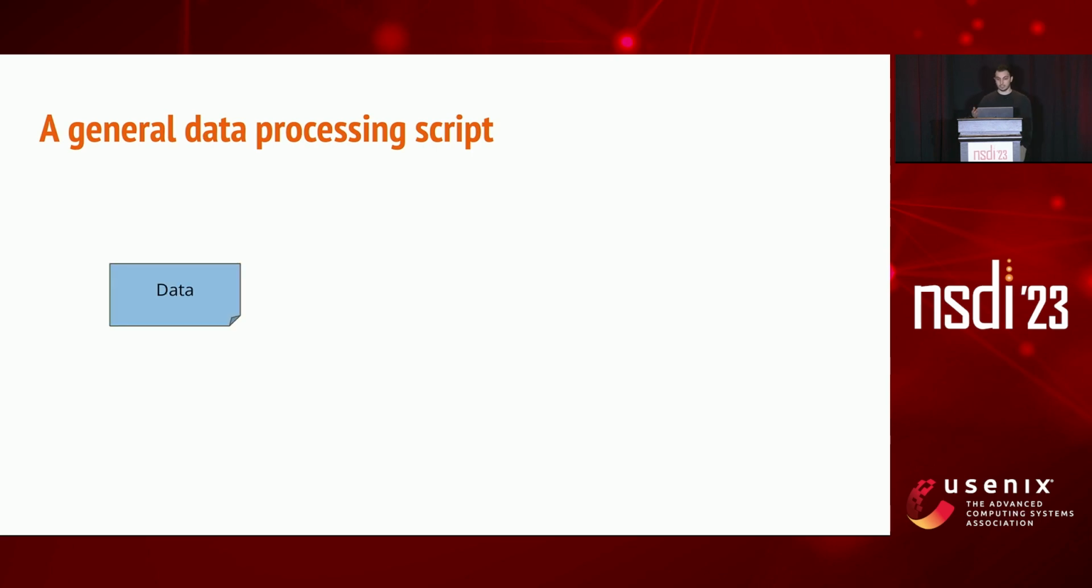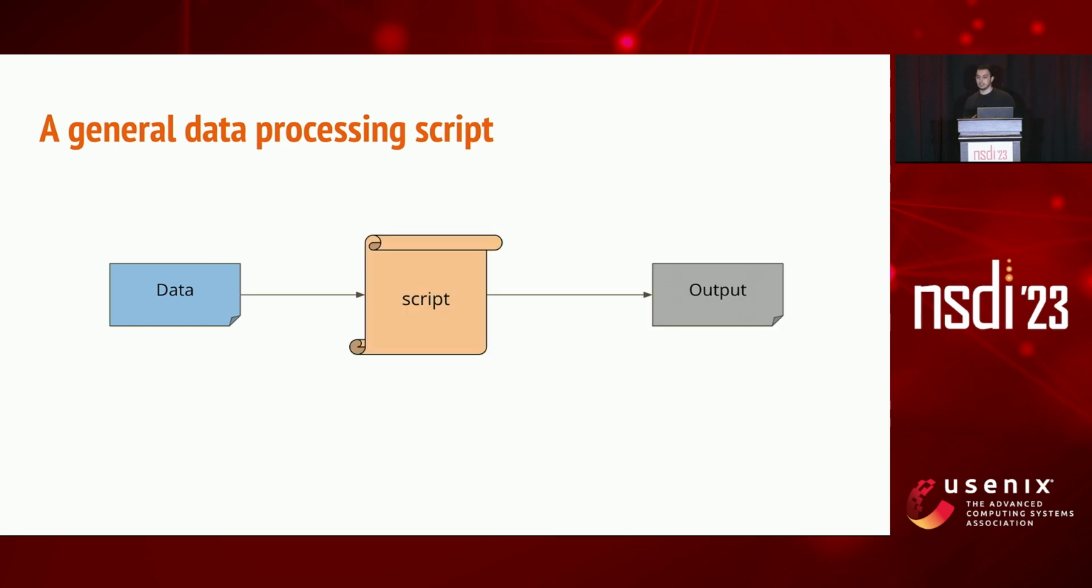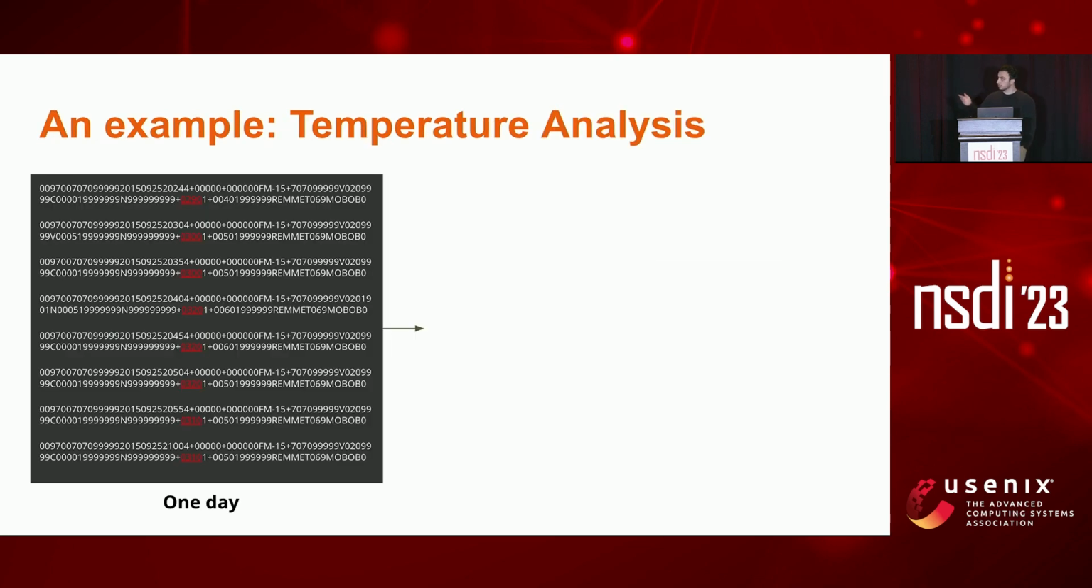So let's take an example of a general data processing script. Say you have some data, and you want to do some things with it with a shell script. So you write some script, and then you get some output. Let's say you want to find the max temperature of some day. What you can do is go to a national agency and get some telemetry data for that day. This is a piece of data for one day from a national agency. The numbers highlighted in red are the parts of this data where the temperature is mentioned.